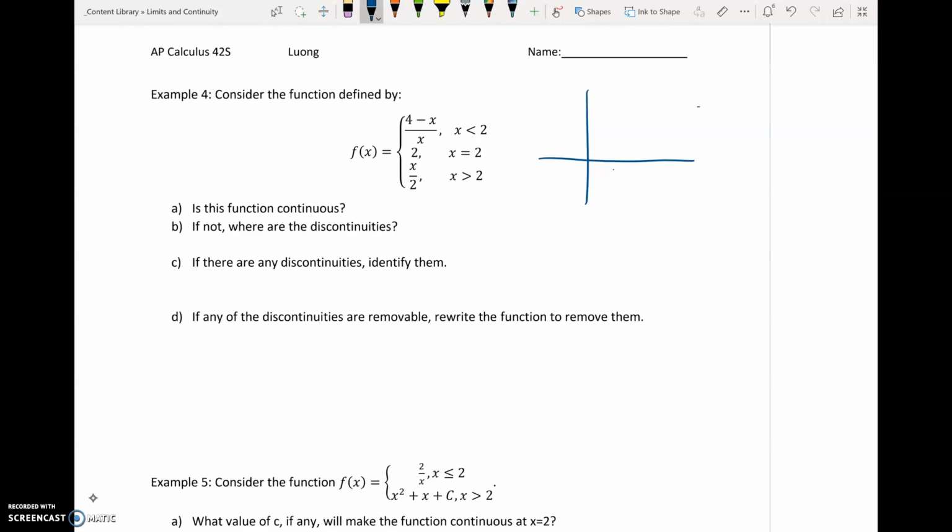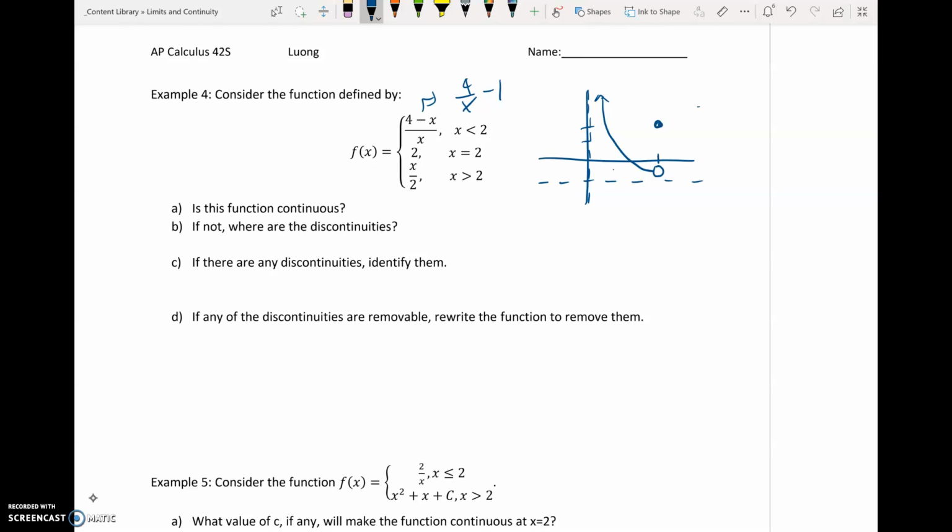Okay, so for our first function, this can be rewritten as 4 over x minus 1, which means we have an asymptote at y equals -1, and a vertical asymptote at x equals 0. So I'm just going to draw this approximately. It's going to look maybe something like this, and then we're going to have a hole where we stop, where x is equal to 2. And then we'll continue on, and then we're going to get a point (2, 2).